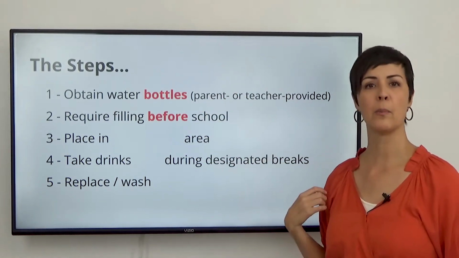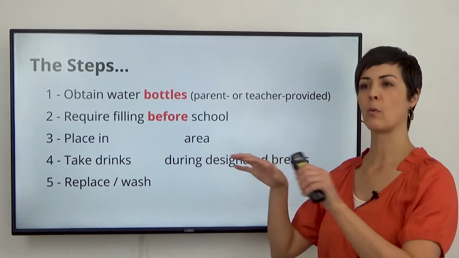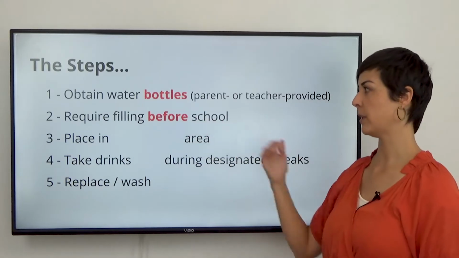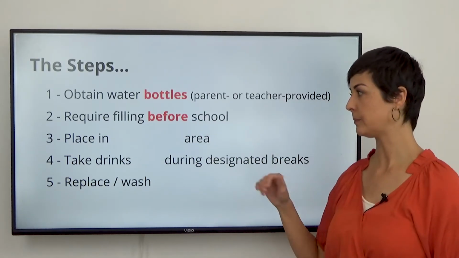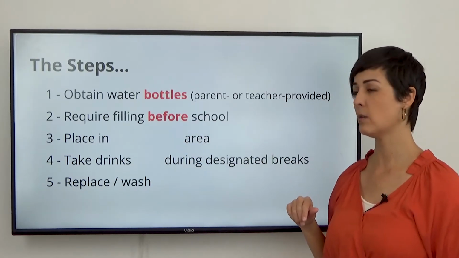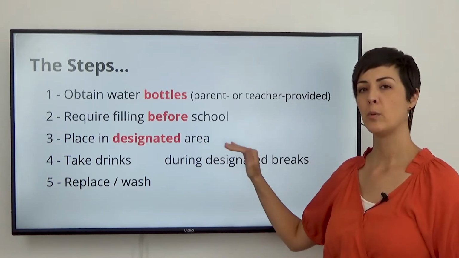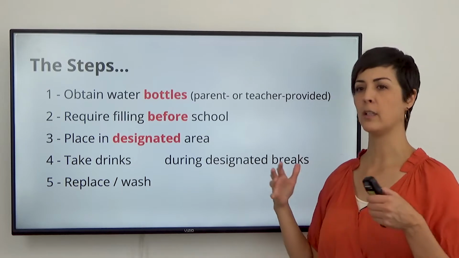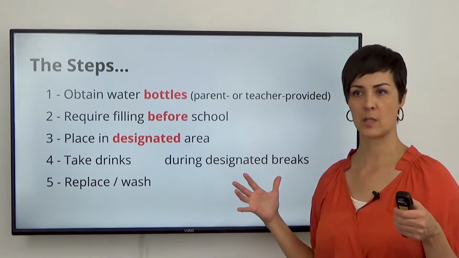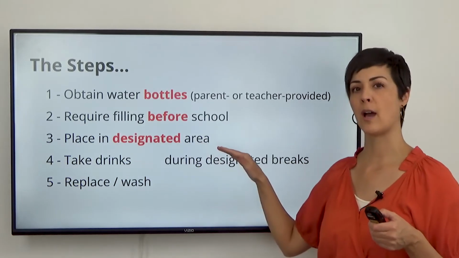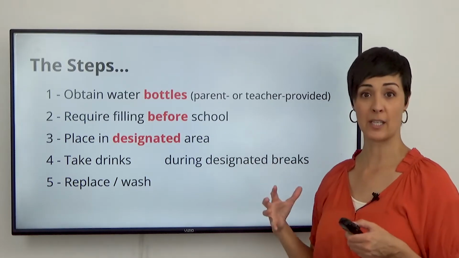Even if they all come on the bus at the same time as they do their morning jobs and have that time before school, there's typically time that they can fill those water bottles. Then what you would want to do is place the water bottles in a designated area. Where can you put the water bottles in the classroom where you're going to have the least amount of congestion? And I would say that's probably the number one consideration with water bottles: where are you going to have the least amount of traffic and congestion?